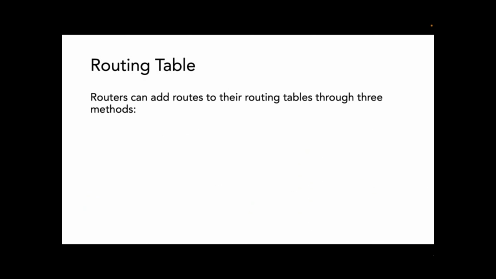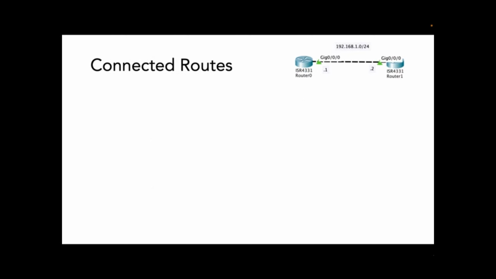Now we need to understand how those routes are added to the routing table. Routers can add routes to their routing table through three different methods. Number one, through connected routes. Number two, through static routes. And number three, through routing protocols. Let's go ahead and look at how it adds connected routes.